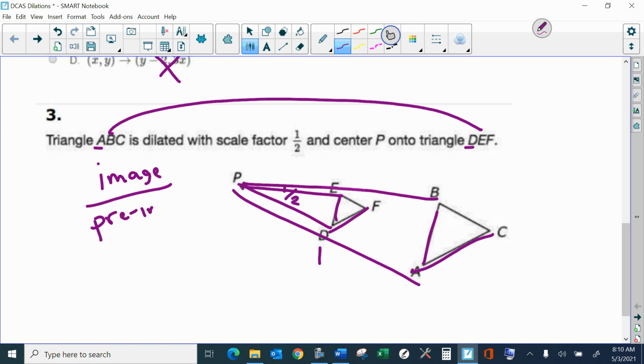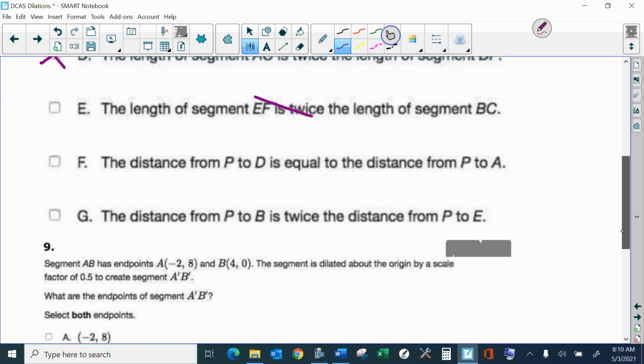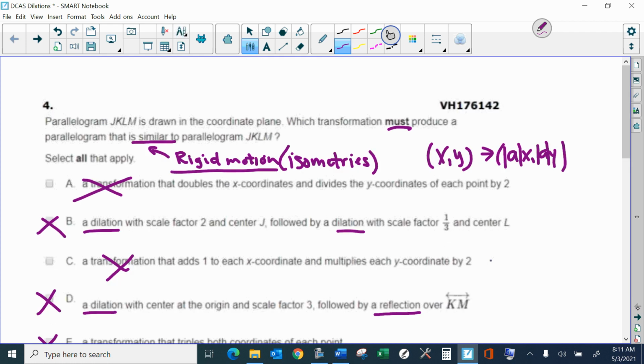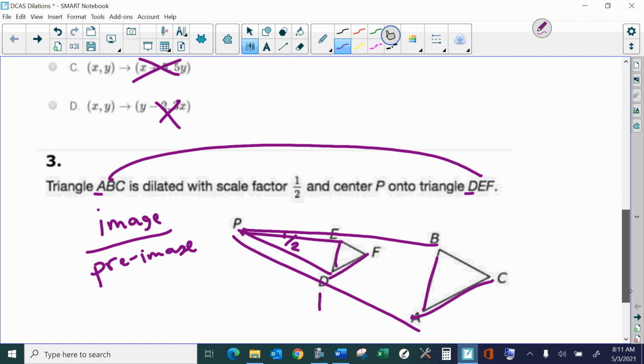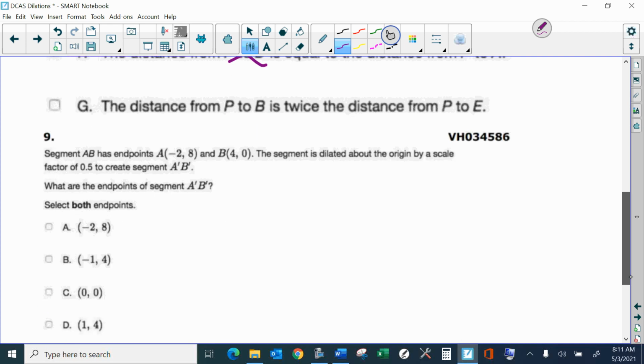If you're checking those lengths, image over pre-image. This happens just to be checking what it preserves. You gotta know it. The distance from P to B is twice the distance from P to E. That would be true if B and E match up. Do B and E match up? B and E match up, yes. PB is double the distance from P to E. So that one's true as well.